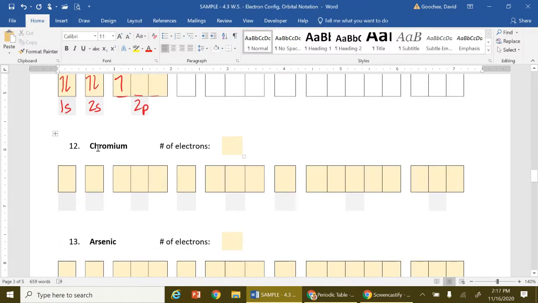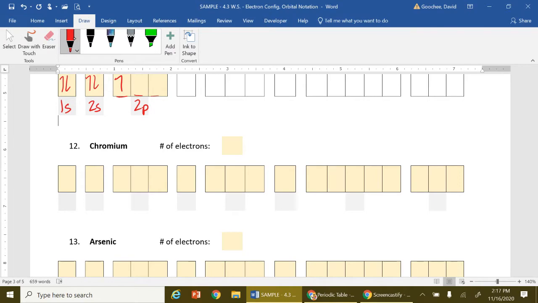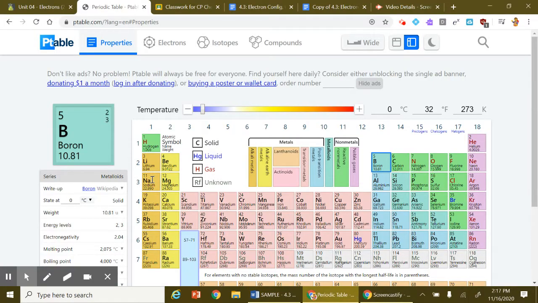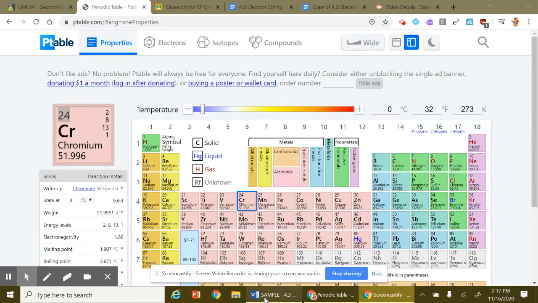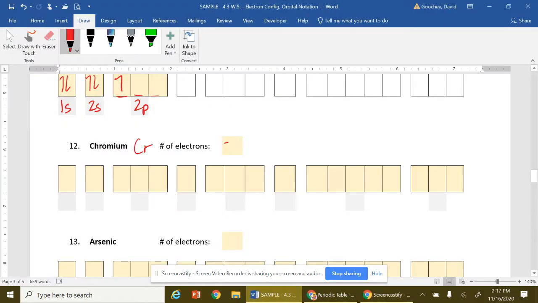On to chromium, which I happen to know is element Cr. All right, chromium is element number 24. This is a bigger one. So here we go. Element number 24. Well, this is 1s. 1, 2.